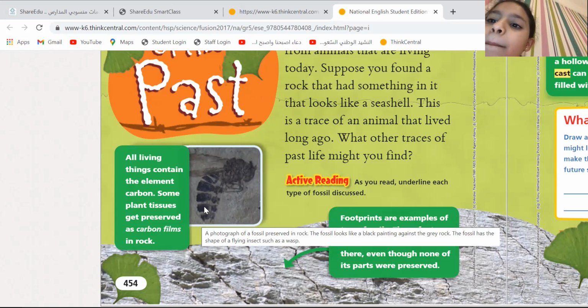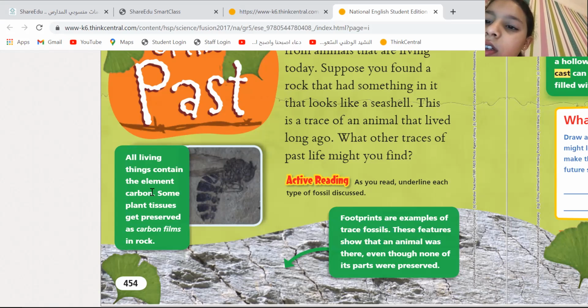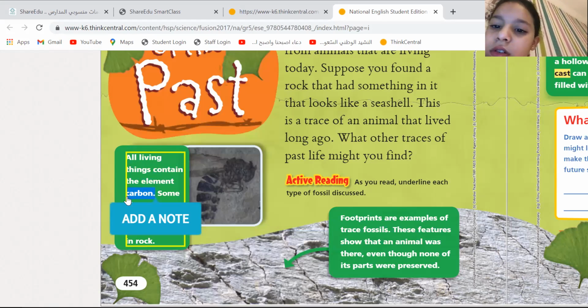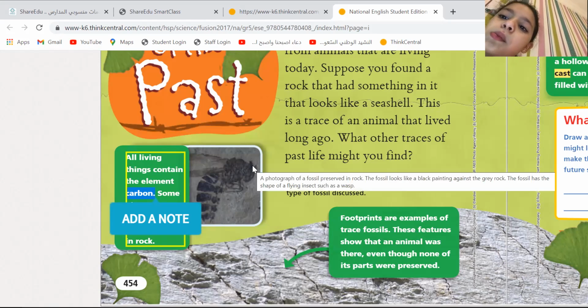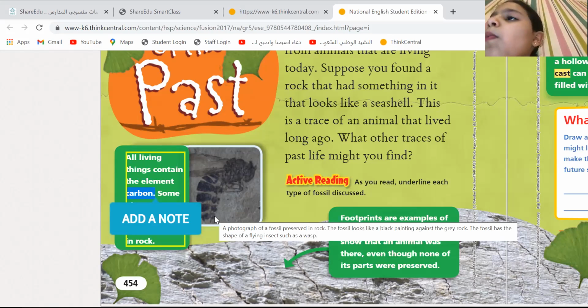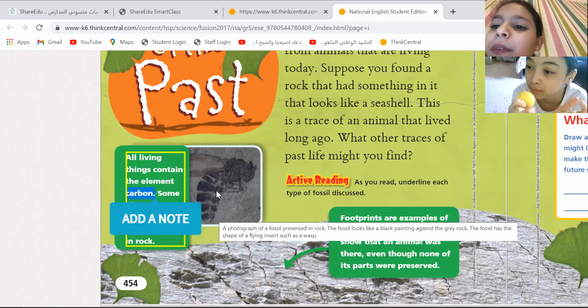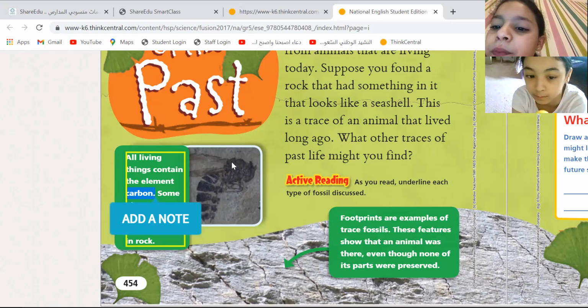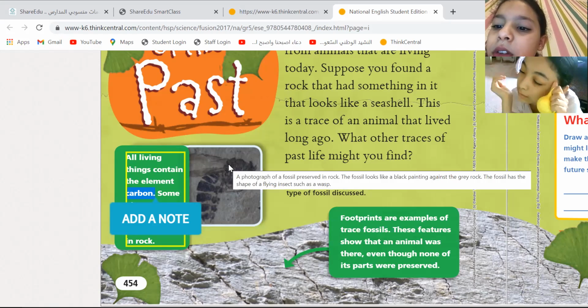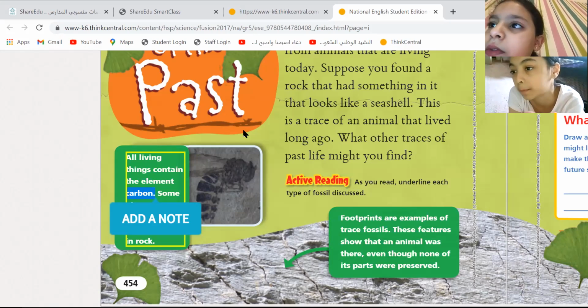Why? Because it contains what element? What do we call the element? Carbon. The element carbon is black. The color of this element is black. That's why it was printed over here. Maybe it was crushed on this rock, or it died on this rock. After a while, when it died on this rock, it decayed and all the elements went all the way into the rock, and all that is left is the print of it.